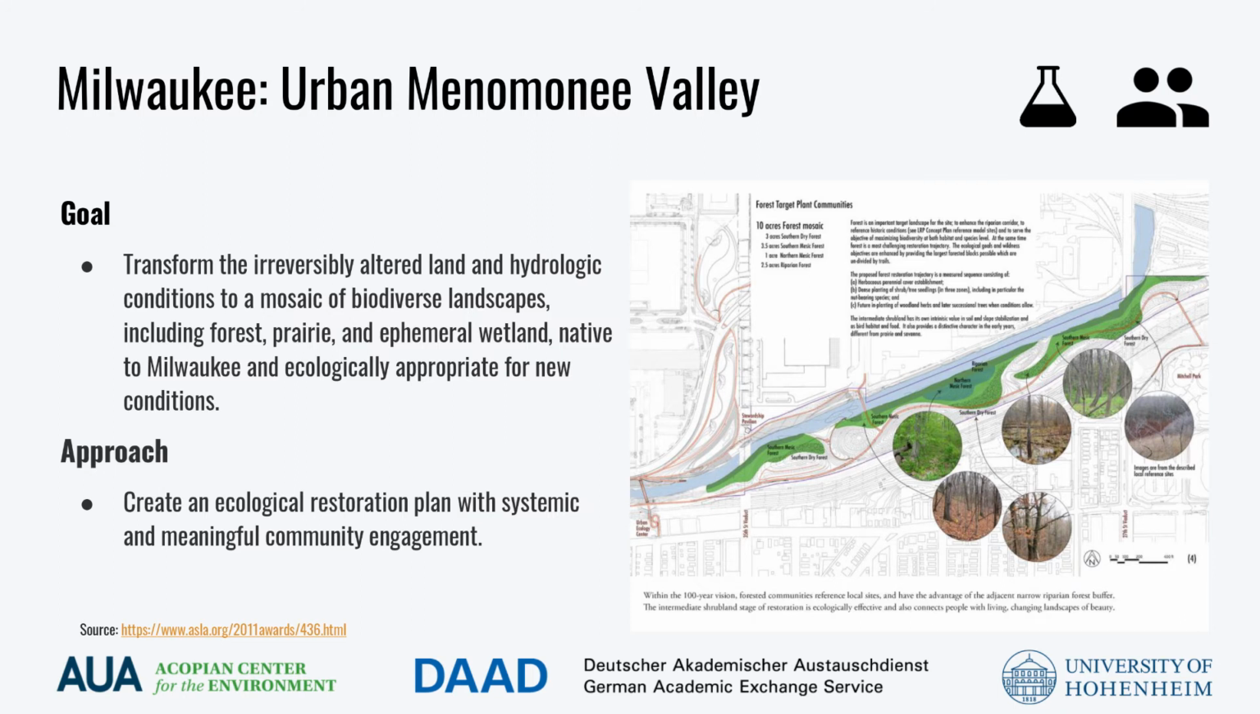The goal was to plan how to transform the irreversibly altered land and hydrologic conditions to a mosaic of biodiverse landscapes, including forest, prairie, and ephemeral wetland, native to Milwaukee and ecologically appropriate for new conditions. To do this, they decided to use some participatory methods and create the ecological restoration plan with systemic and meaningful community engagement.